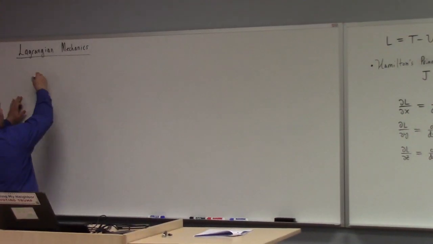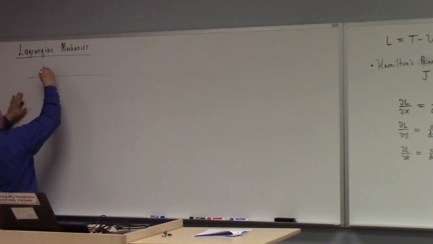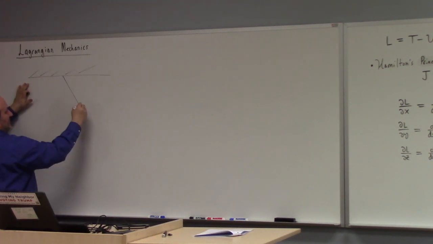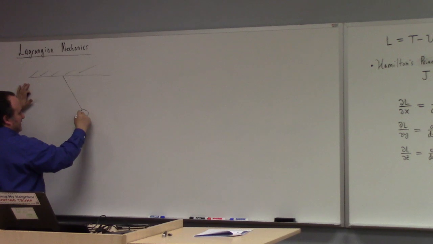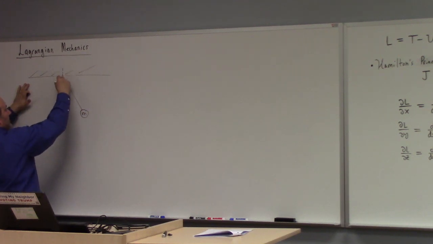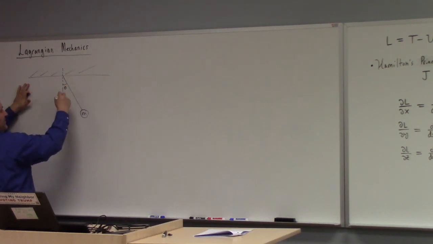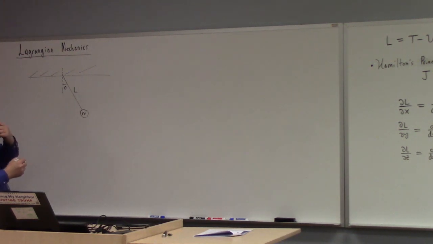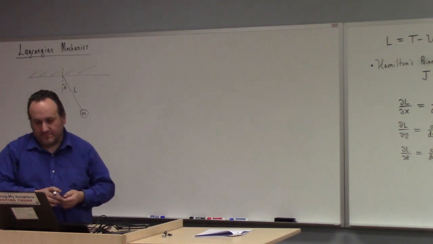See if I can draw the picture. If we have, here's like the ceiling or whatever, and then we've got a mass, right, like this, and this is the angle off the vertical. Suppose this length is L, right? We can write the Lagrangian for this simple pendulum.